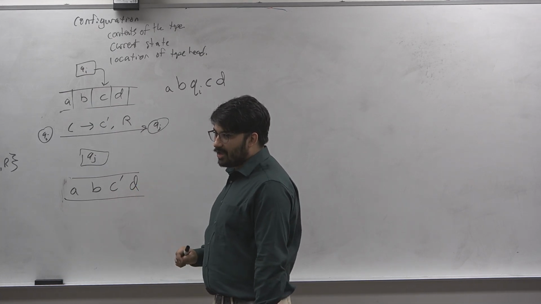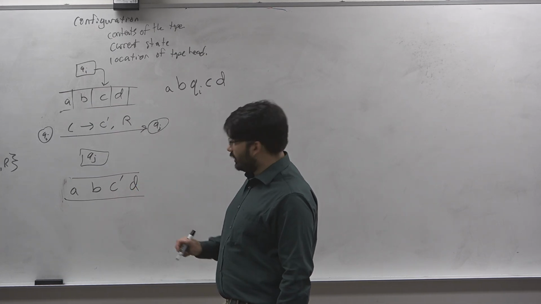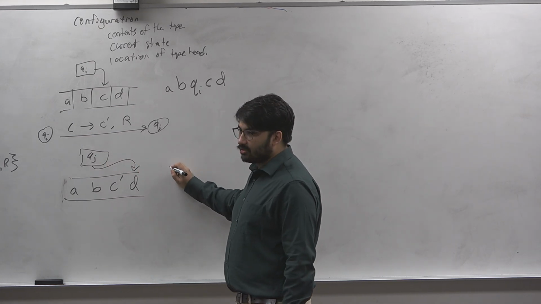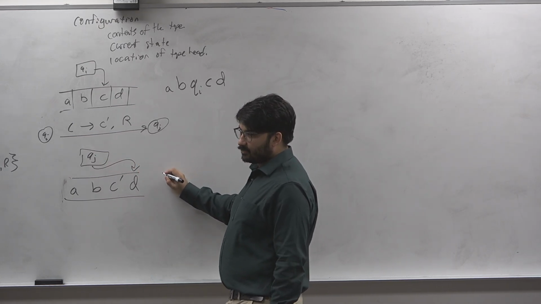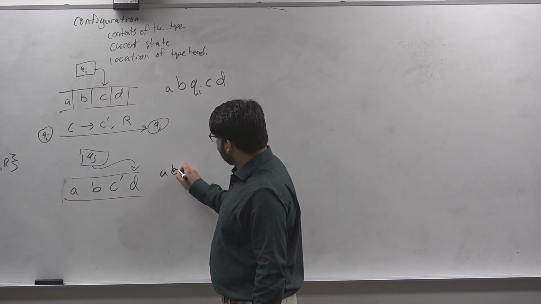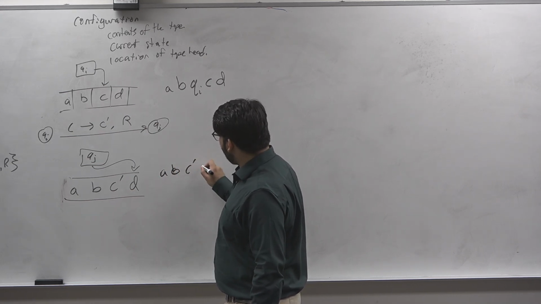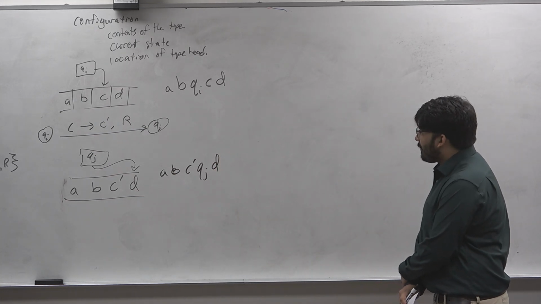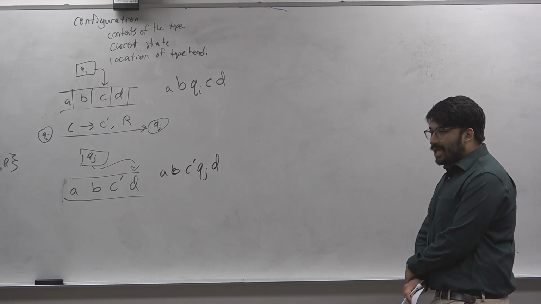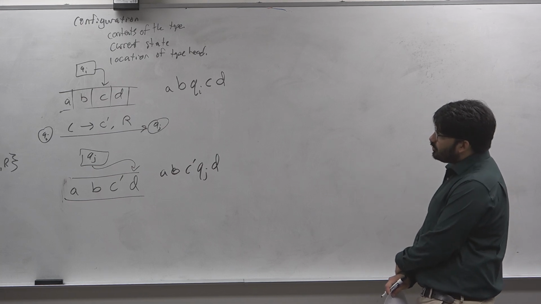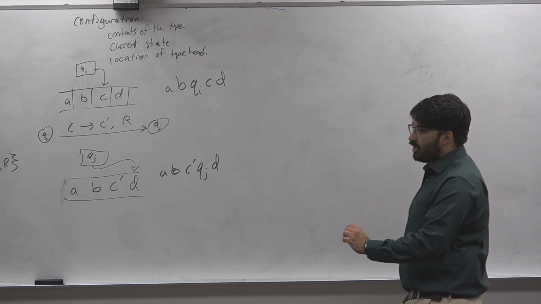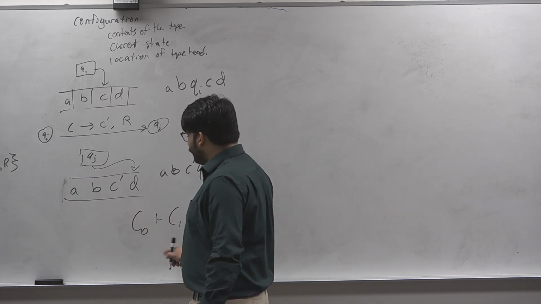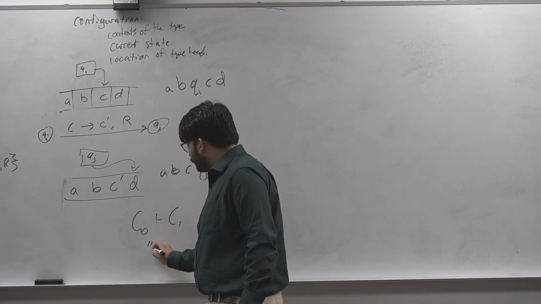Now, where is the tape head now pointing? At D. Yes. So what the next configuration is going to look like is A, B, C, QI, D. Or sorry, C prime, QJ, D. Yeah, the first time, it's okay. So by convention, one configuration can yield another. So we can say, for example, C0 will yield C1. And we use this symbol here to mean yields.